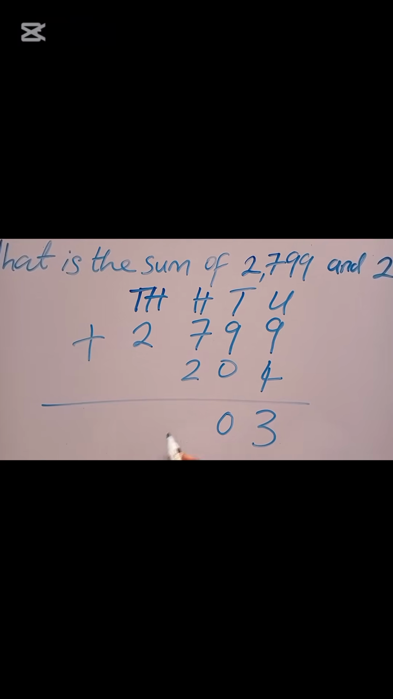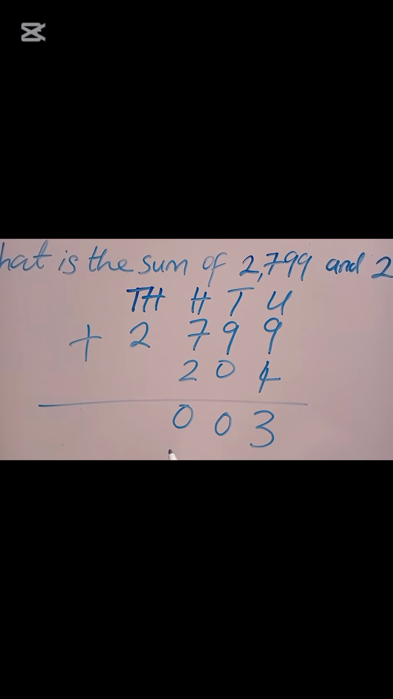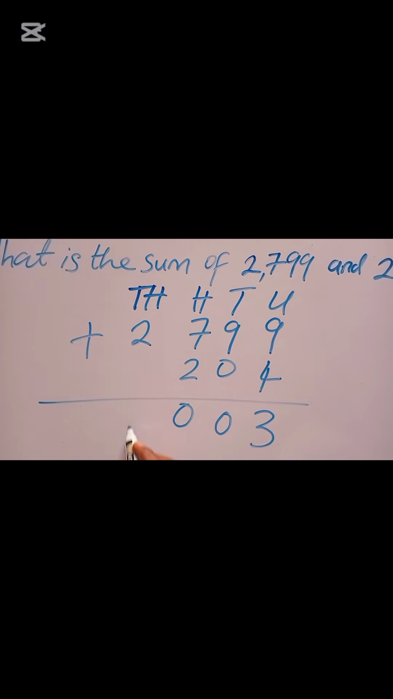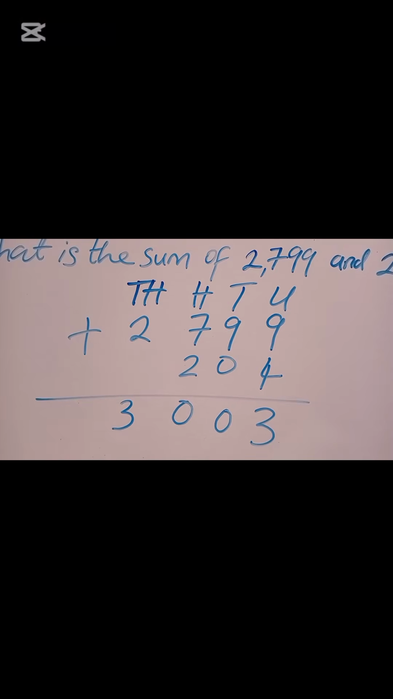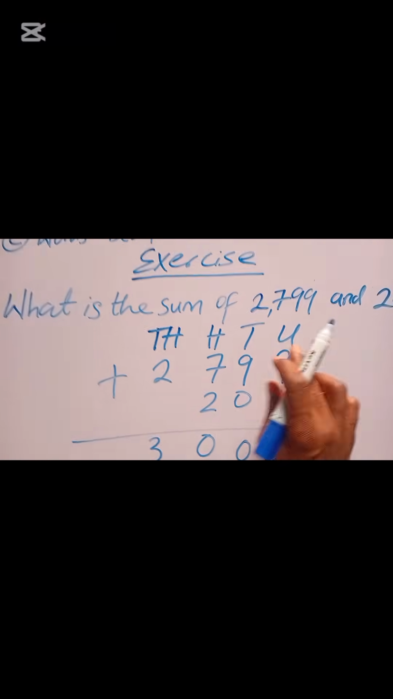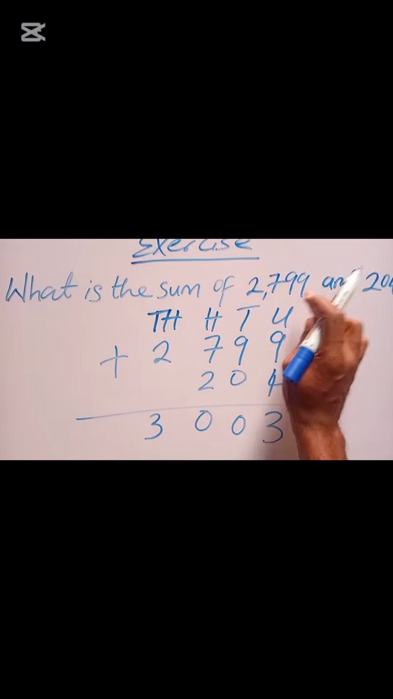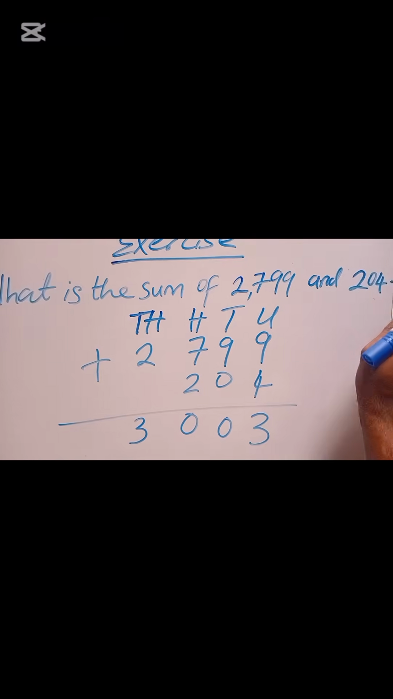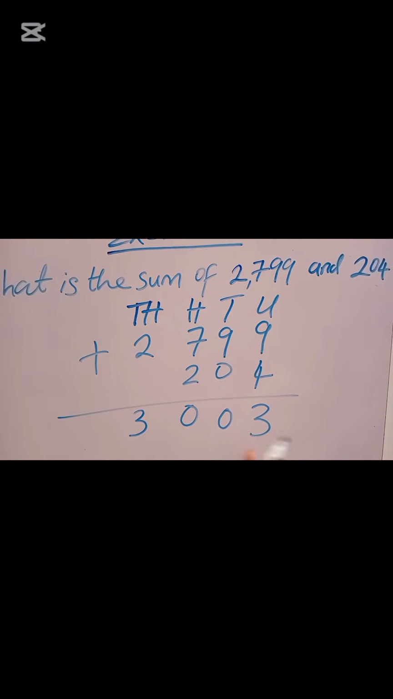8 plus 2 is 10. Still carry 1. Add it here, it becomes 3. Then bring down 3. So the sum of 2,799 and 204 is 3,003.